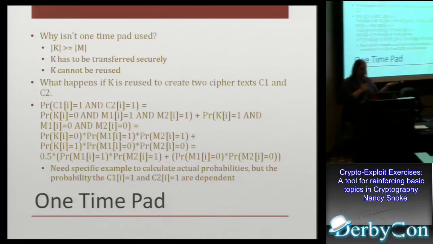And you can't reuse K, because if you reuse K, you get this gigantic mess of probabilities here that I think is probably readable, and you can see, if you actually had an example, that you get a correlation between the two ciphers. One example I ran came up with 0.31 as the probability, so you end up with them not being independent, and you learn information. So that's why you don't want to reuse keys.